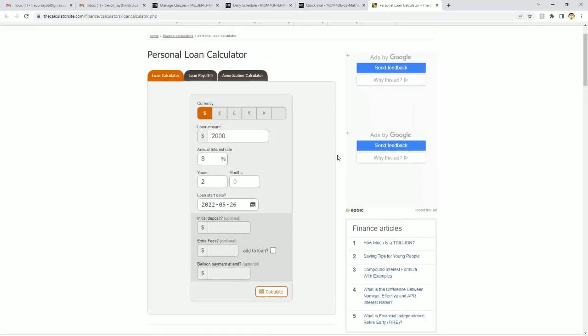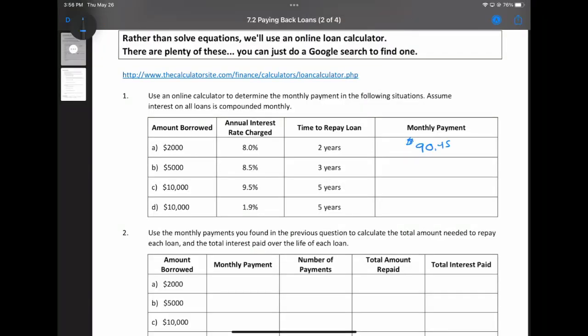Okay, so that's about it for using the personal loan calculator. I'll let you go back and you'll notice that for 1A, I have filled in the blank with $90.45. You can continue on for B, C, and D and try those and make sure that your answers seem reasonable. Again, looking at the numbers, you can probably estimate what the payments should be without interest, and it should give you at least an idea of whether you're in the ballpark or not.